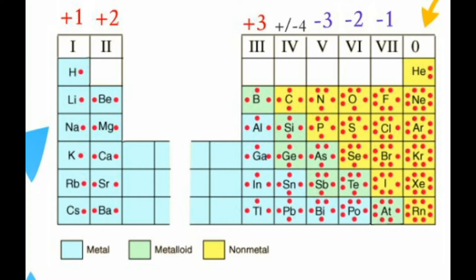However, some people are like, okay, well, is there a certain order you need to go in with your dots? Yes and no. There is a very precise way of doing it. But honestly, here's my rule. Put one on each side before you start doubling up. That's really all it means. So hydrogen's going to have one valence electron. How many does beryllium have?